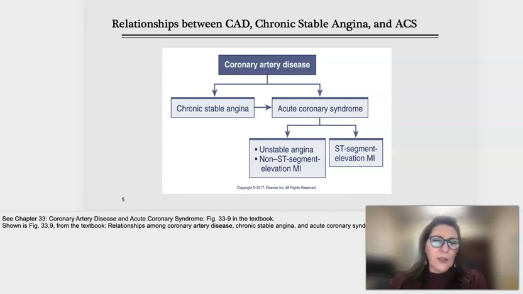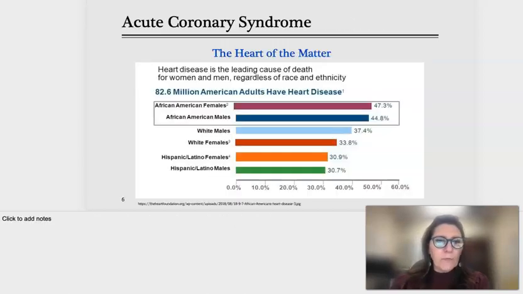So this is unstable angina, and then non-ST segment elevation MI and ST segment elevation MI, or a non-STEMI and STEMI. And so there are all these different relationships that go in there. So acute coronary syndrome, the heart of the matter.